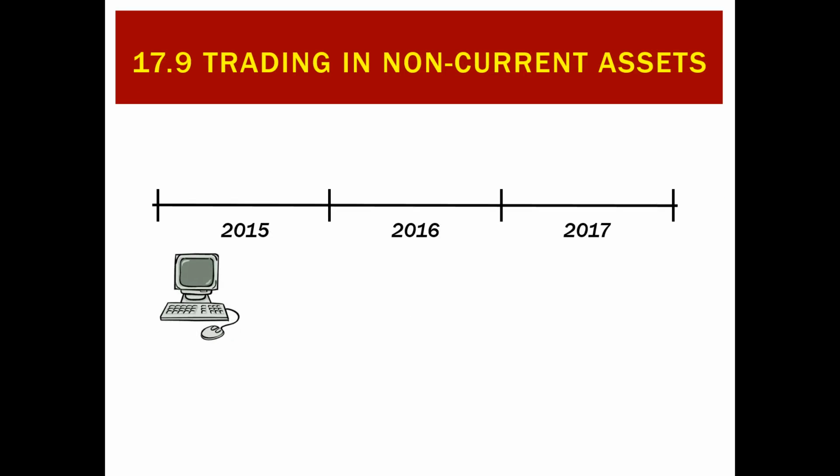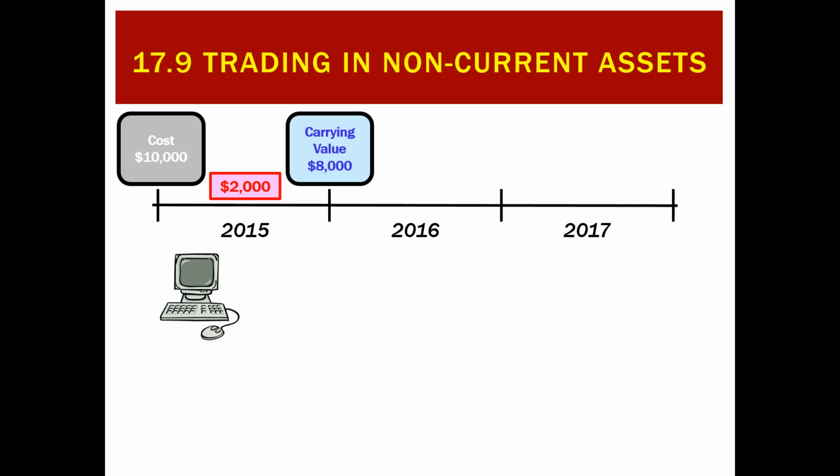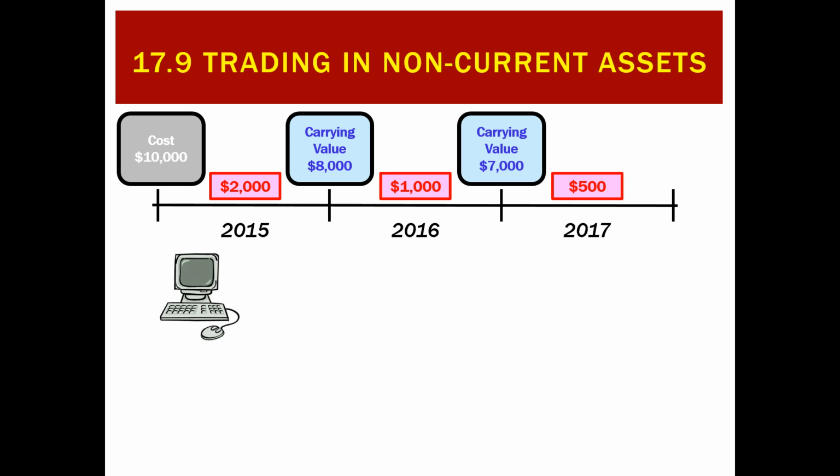We've got a computer that we bought at the start of 2015 for $10,000. We depreciated in 2015 for $2,000, which leaves a carrying value of $8,000. 2016 we depreciate $1,000, which leaves a carrying value of $7,000, and in 2017 we depreciate $500, which leaves a carrying value of $6,500. So we are going to dispose of the computer at the end of 2017, but we're not going to sell it.